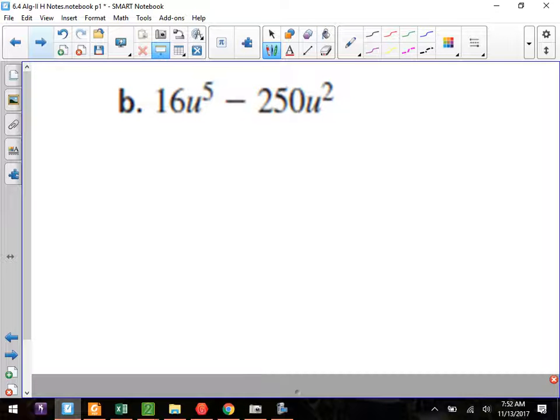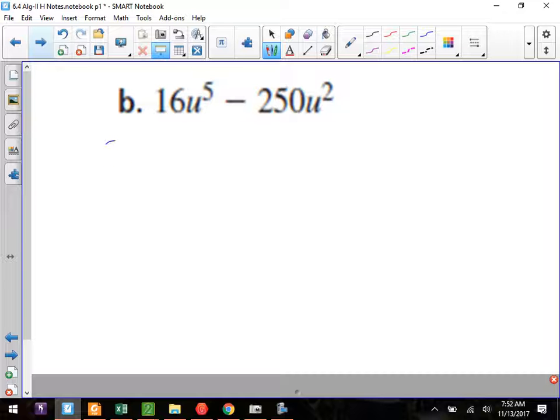GCF. What do they have in common? A u squared. But what else do they have in common? A 4. Okay. I don't know. Does 4 go into 250? Yeah, so it'll be a 2 then. You're on the right idea.